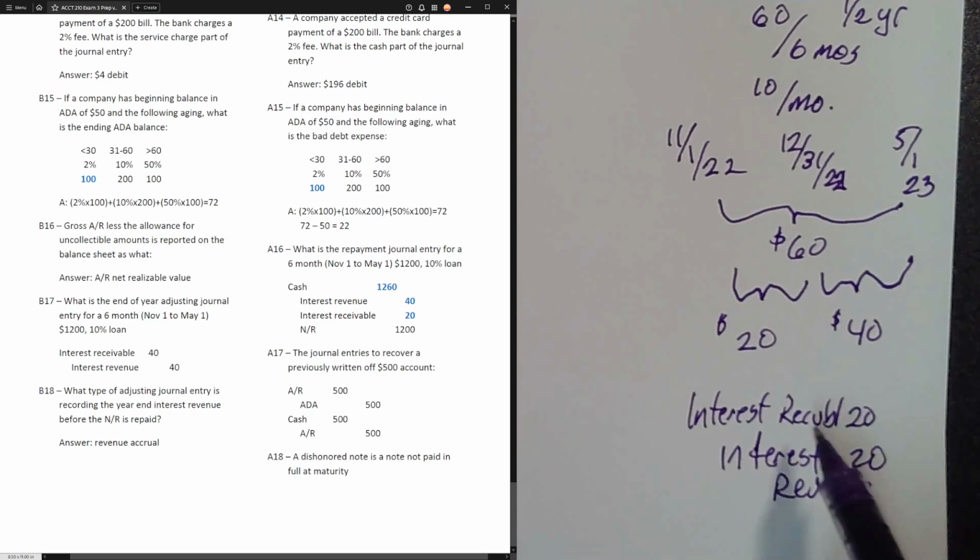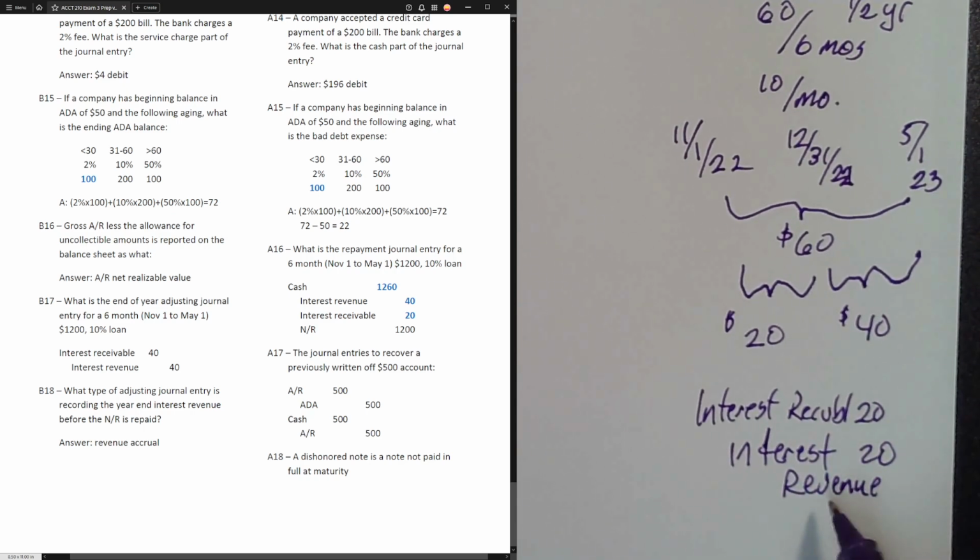Now you notice I say receivable because they don't pay the interest until the end of the loan. So what we're saying is, all we've done is really for our own purposes. The customer doesn't really care. For our own purposes, we're just saying we recorded $20 of interest in this year, and they haven't paid it for us, so we're waiting for them to pay us. That's why it's a receivable.